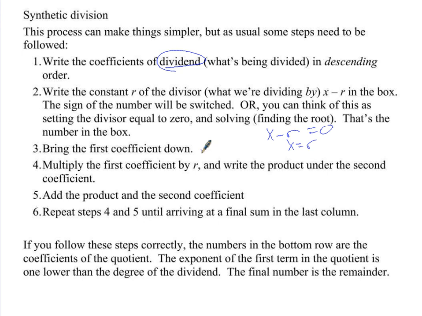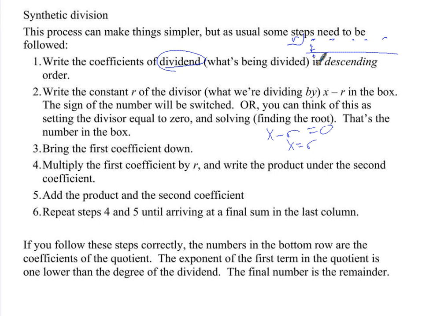Bring the first coefficient down. So I have my numbers all written across. There's a number, a number, a number, a number, and a number. I have a box sitting here, and then my r is sitting there. The first number comes down, and I write it right there.